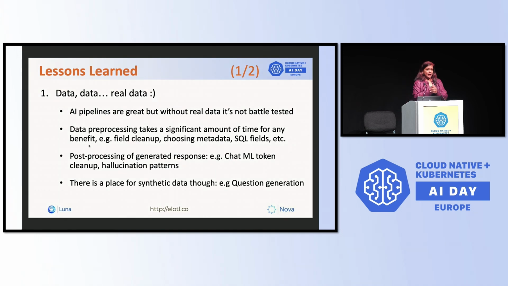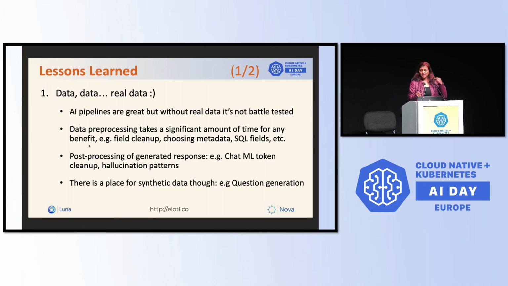Data, real data. AI pipelines are great. They give us a starting structural framework, but without real data, the final solution is completely unusable, not just battle tested. So if you are planning for a GenAI app delivery, make sure you have a sufficient part of your delivery pipeline allocated to real data sets. Data pre-processing, just like a previous speaker talked about, takes a significant amount of time and affects answer accuracy significantly. Luckily for us, ML engineers and data engineers have been working on this for decades. There's a lot we can learn and leverage from that field.